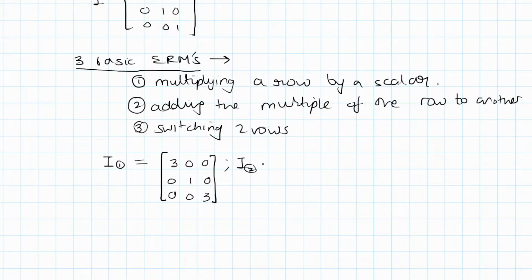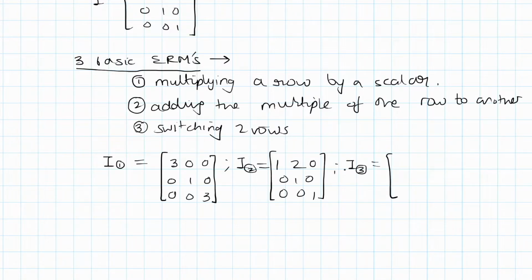Let me make a second elementary matrix. So what I'll do here is I'll add 2 times the second row to the first row. So this will become 1 2 0 0 1 0 0 0 1. And the third type of elementary matrix, let me make this by switching the first and the second row. So this will become 0 1 0 1 0 0 0 0 1.